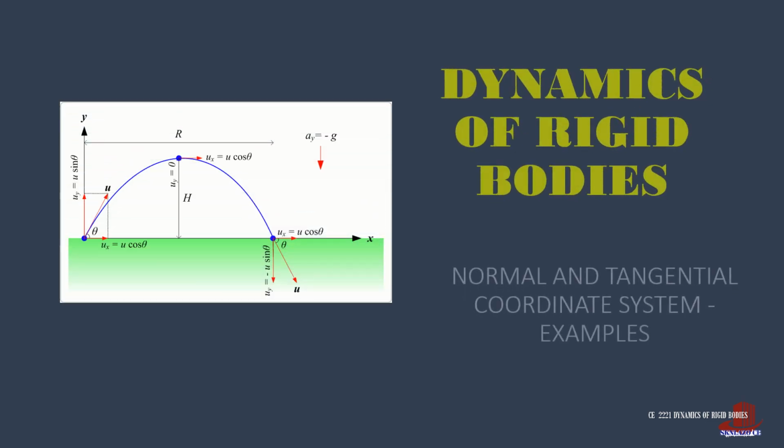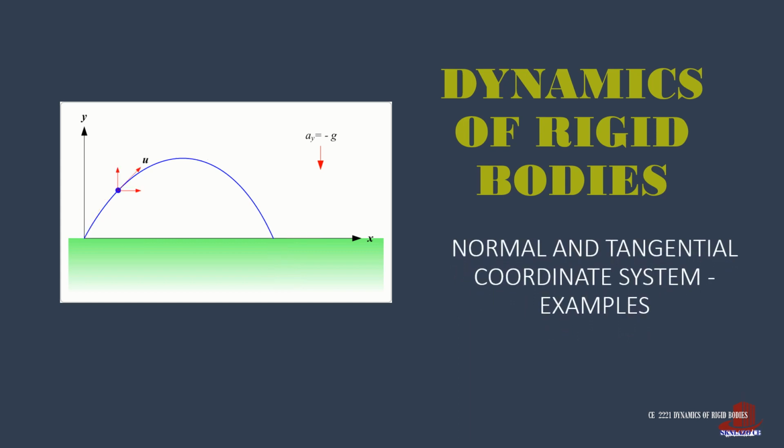The normal tangential coordinate system is used when the reference origin is in motion. Check out the examples here in dynamics of rigid bodies.